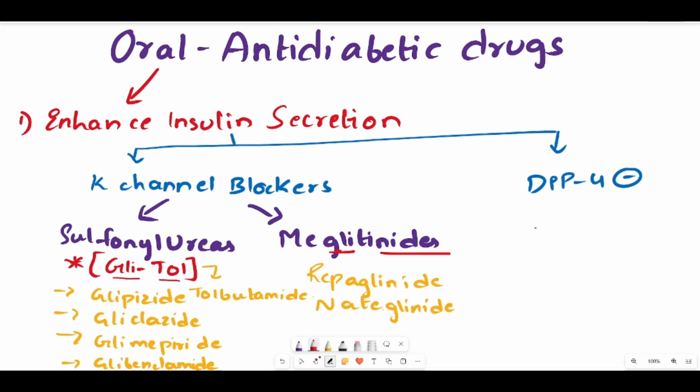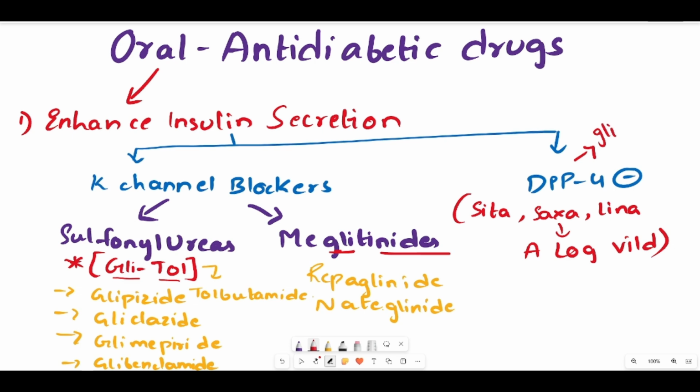The second class is DPP4 inhibitors, which are dipeptidyl peptidase 4 inhibitors. To remember the drugs under this, just remember there are three names: Sita, Saxa, Lena, Eloglip, Vilda. Sita, Saxa, Lena, Elo, Vilda. Then you can write all the drugs under this. Also remember that these drugs end with the term gliptin and start with these words.